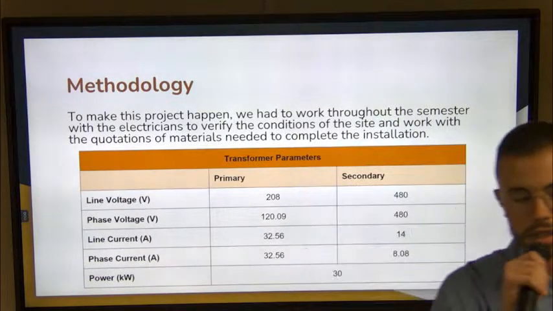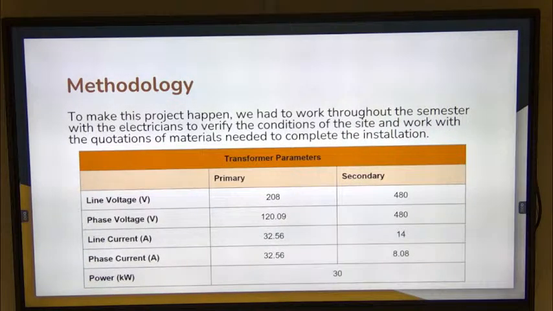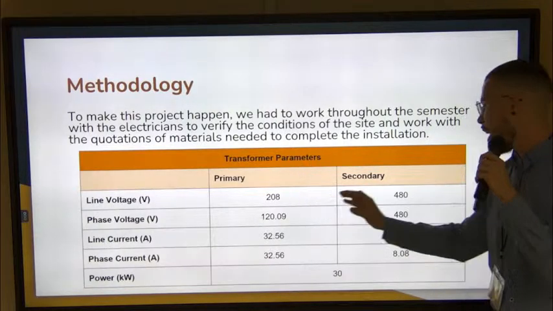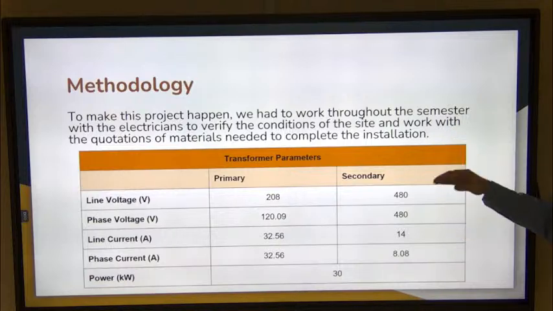As for the process that we need to follow, basically we work throughout the semester with electricians to scan the site to see the conditions available for connections, to see the conditions in the breaker panel and the distribution board. Here are the calculations that we performed for the primary side and the secondary side. Primary being considered the 208 side, and the secondary being considered the load side.